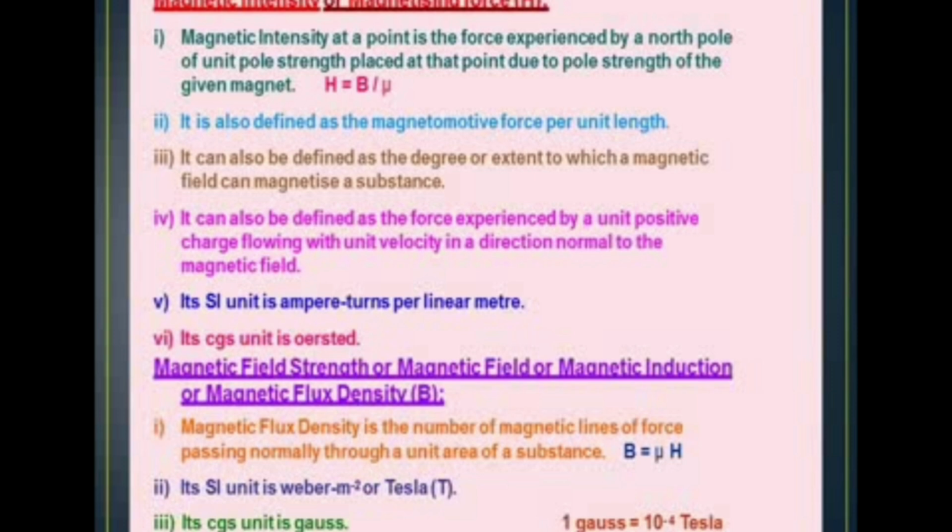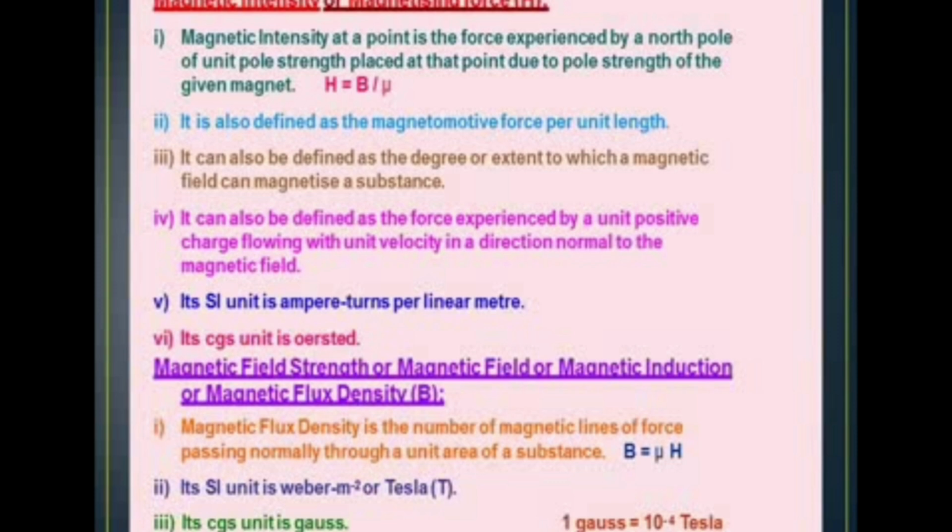So ampere per meter. Its CGS unit is Oersted. Hans Christian Oersted is the name of the scientist. So CGS system, its unit is Oersted. So magnetic field strength or magnetic field or magnetic induction or magnetic flux density.